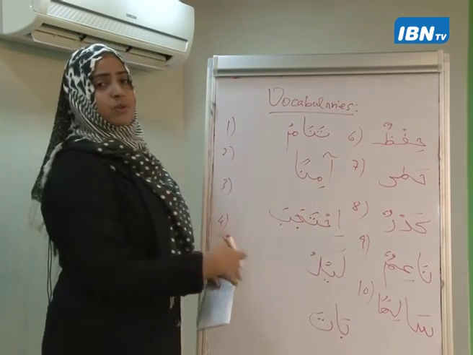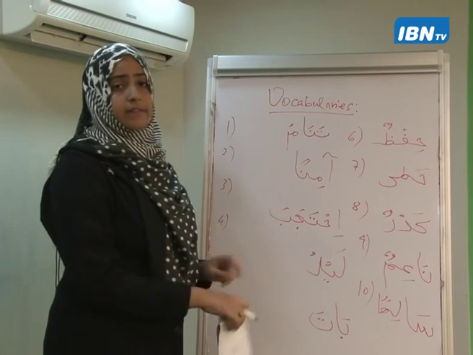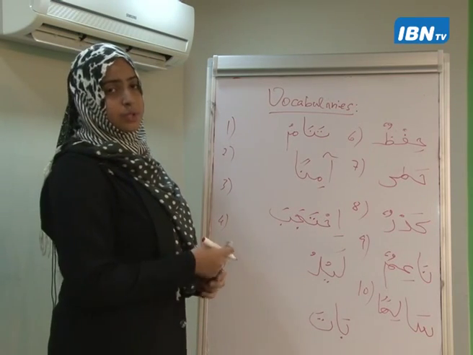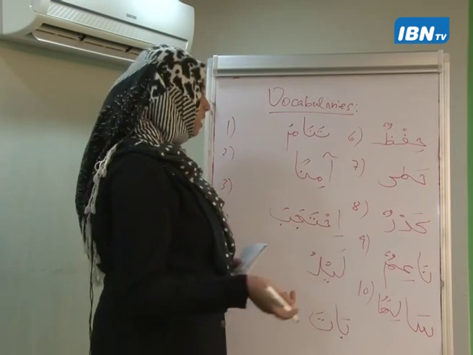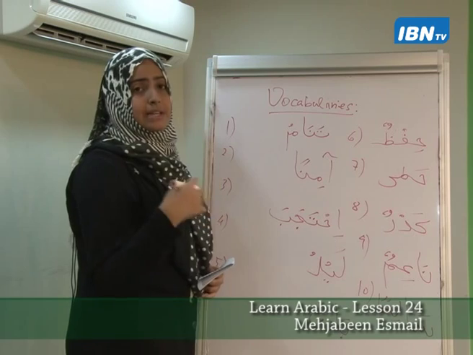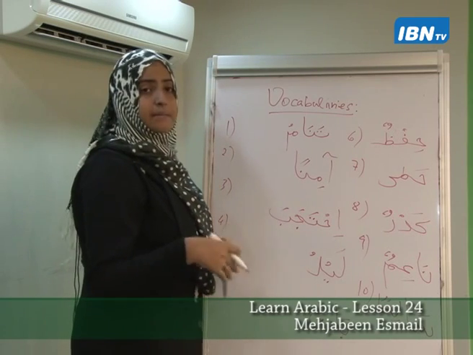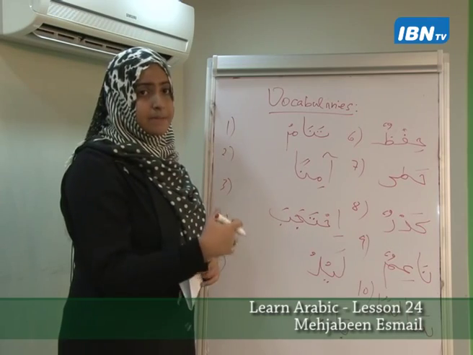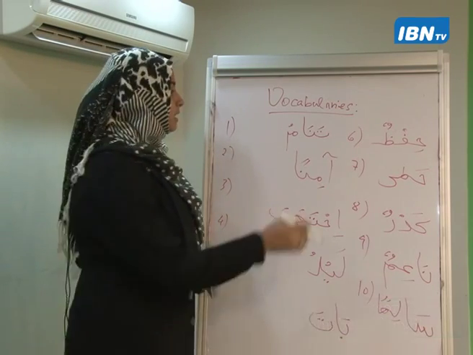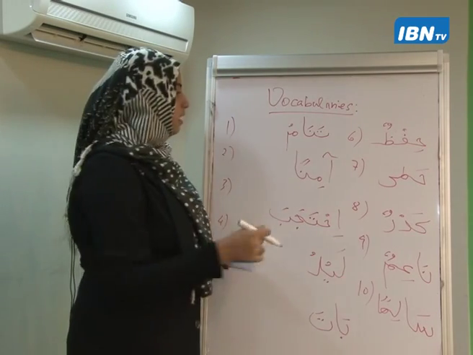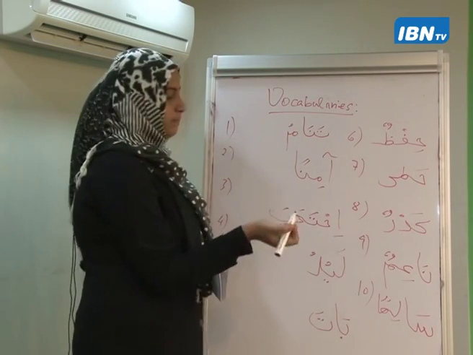Well, today we're just going to look at 10 vocabularies. We have a total of 25 vocabularies, others of which I'll be giving to you in our next session. So we have tanamu. Tanamu is actually a tense. It comes from the root verb nama. Nama means he slept. Tanamu means you sleep.